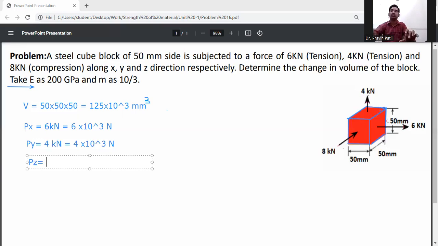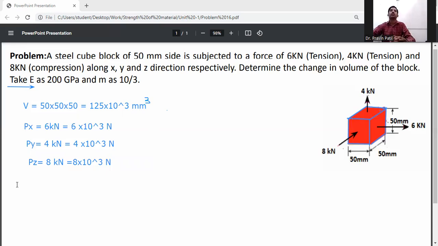Then force in z direction it is compression. Pz is equal to, it is given 8 kilonewton. It is in compression, 8 into 10 raised to the power 3 Newton. Okay, so these are the forces in x, y, and z direction given.